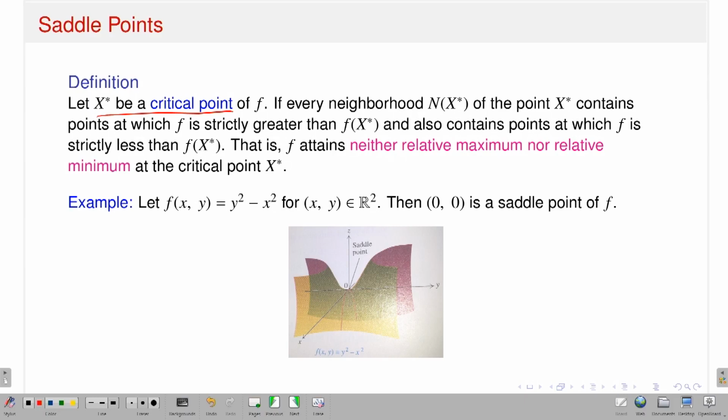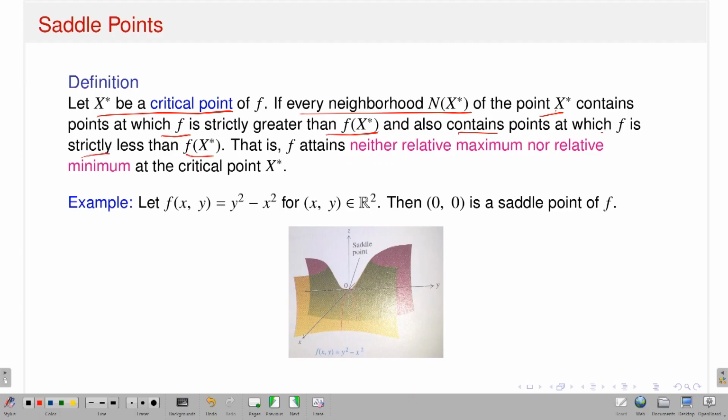So, let x star be a critical point. If every neighborhood N of x star, whatever neighborhood I can take, contains a point at which f is strictly greater than f of x star. Okay. So, that means whatever neighborhood I consider around the point x star, there exists a point such that the value of f at that point is strictly greater than f of x star. Also, it contains a point at which the value is less than f of x star.